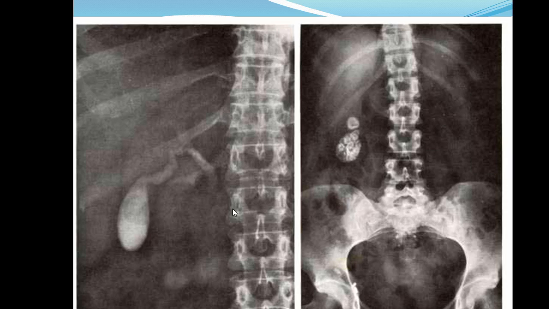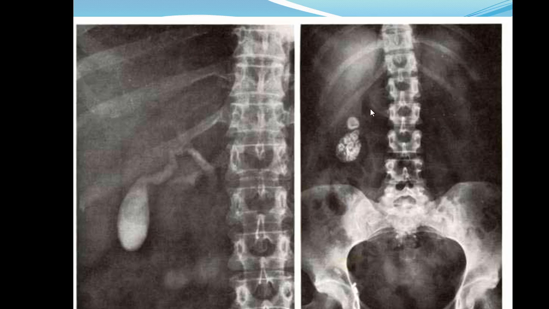This diagram is of oral cholecystography. You can see here the gallbladder, very well seen. This is the fundus, the body. This is the neck of the gallbladder. And here you can see the stones in the gallbladder. This is the case of the polylithiasis, multiple stones in the gallbladder.